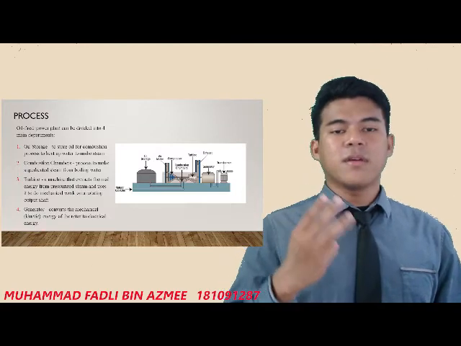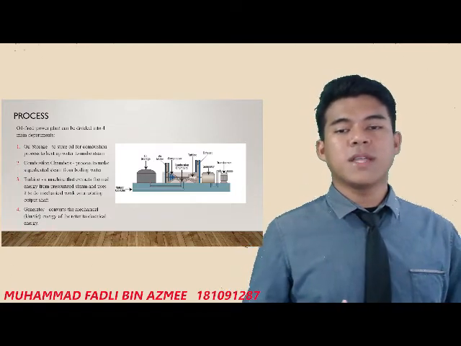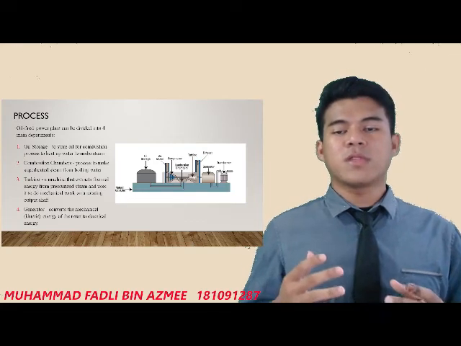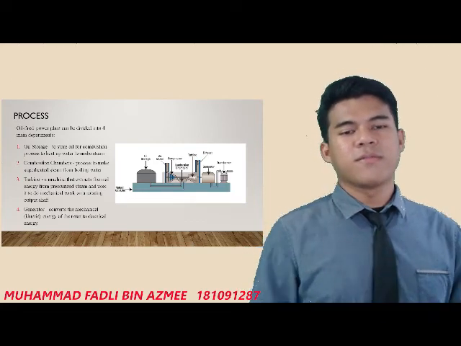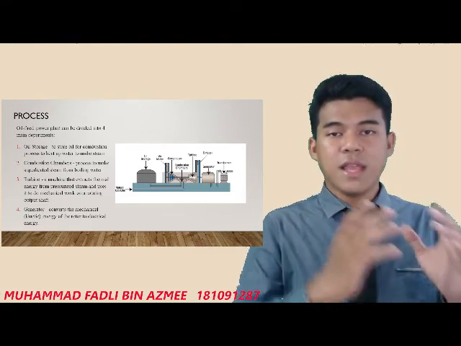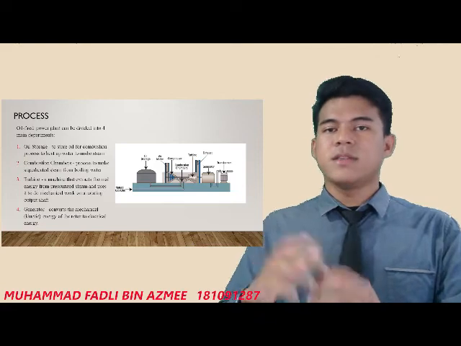The third is the turbine. A turbine is a machine that extracts thermal energy from steam and uses it to move a rotating output shaft. And lastly, the generator. The generator converts kinetic energy to electrical energy.